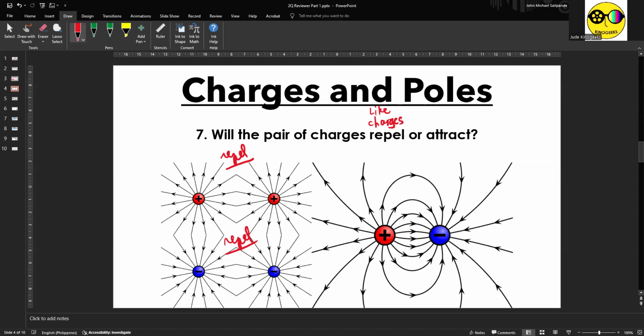And then for the positive and negative, for unlike charges, they will obviously attract because they have different orientations of the electric field. For positive, it's moving away, while for negative, it's moving towards the charge. Therefore, they will attract.